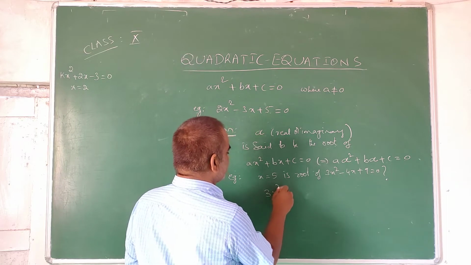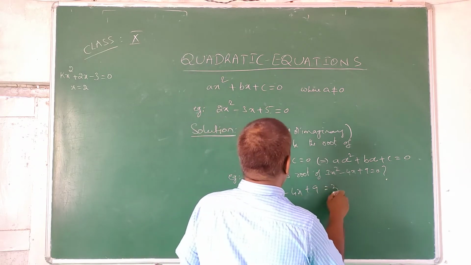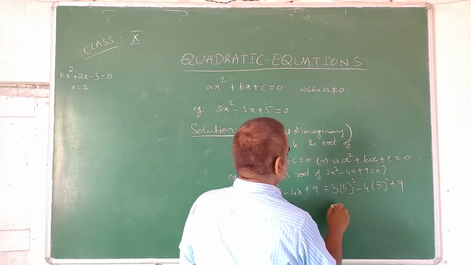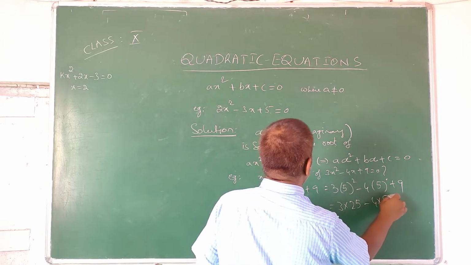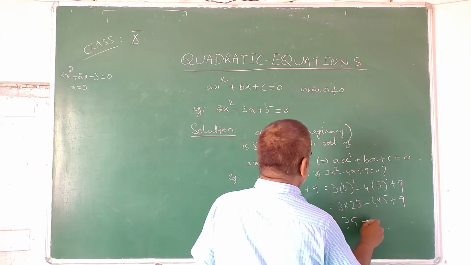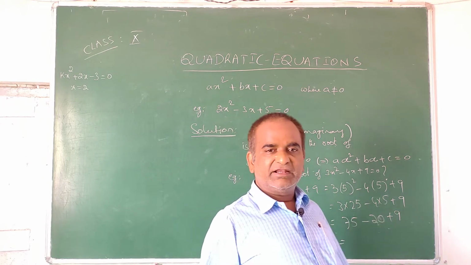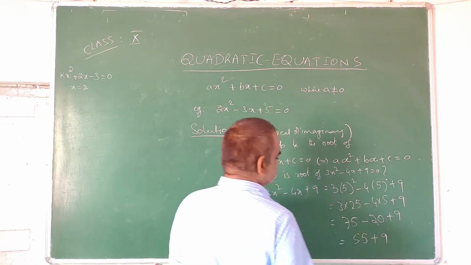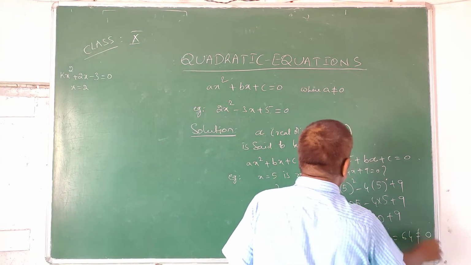Take 3x square minus 4x plus 9, and in this you replace x with 5. So 3 into 5 square minus 4 into 5 plus 9. This is equal to 3 into 25 minus 4 into 5 plus 9. 3 into 25 is 75, minus 4 into 5 is 20, plus 9. 75 minus 20 is 55. 55 plus 9 is 64, which is not equal to 0.